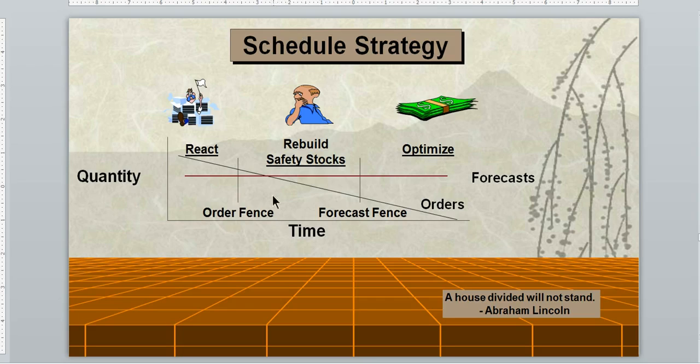The first one is the idea of fences, that we're going to use different logic inside those fences, outside, and in between the fences. So the first fence is called the order fence. Inside the order fence, we're exclusively looking at customer orders as our demand driver. Between the order fence and the forecast fence, we're looking at greater than logic. Are the orders greater than the forecast, or the forecast greater than the orders? Outside of the forecast fence, it's exclusively forecast.